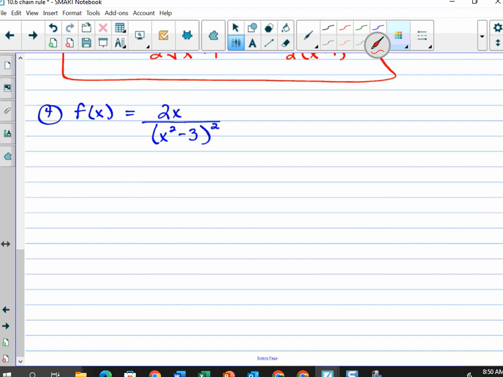Yep. Just get happy crossing things out. And then is it over the denominators? Yeah, so denominator squared, that'd be that thing squared.